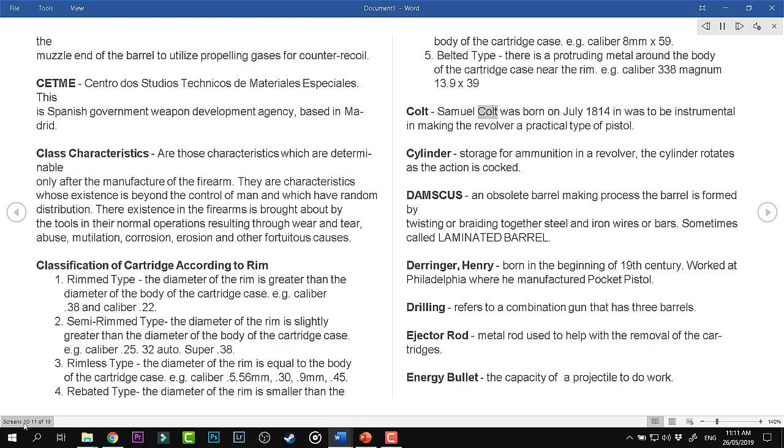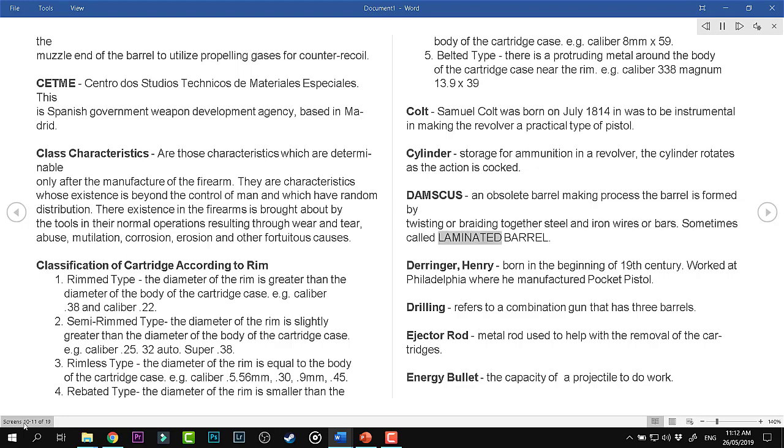Colt. Samuel Colt was born in July 1814 and was instrumental in making the revolver a practical type of pistol. Cylinder, storage for ammunition in a revolver; the cylinder rotates as the action is cocked. Damascus, an obsolete barrel-making process. The barrel is formed by twisting or braiding together steel and iron wires or bars.